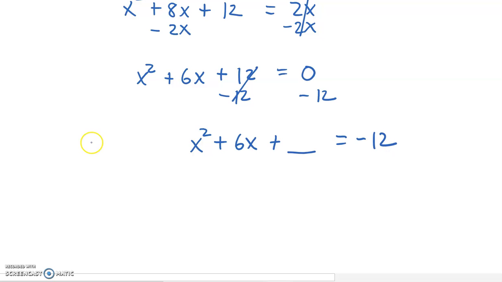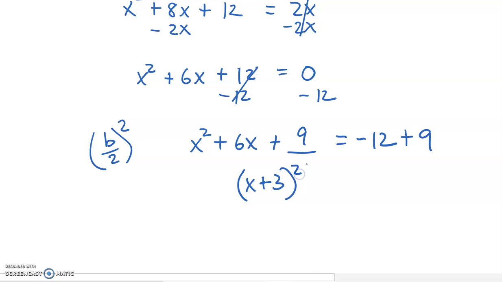So you remember, to complete the square, we take the b term, we divide it by 2, and we square it. So that's going to give me 9. What I do to one side, I do to the other. This is going to give me x plus 3 squared. x plus 3 times x plus 3. If I add that together, that gives me negative 3.